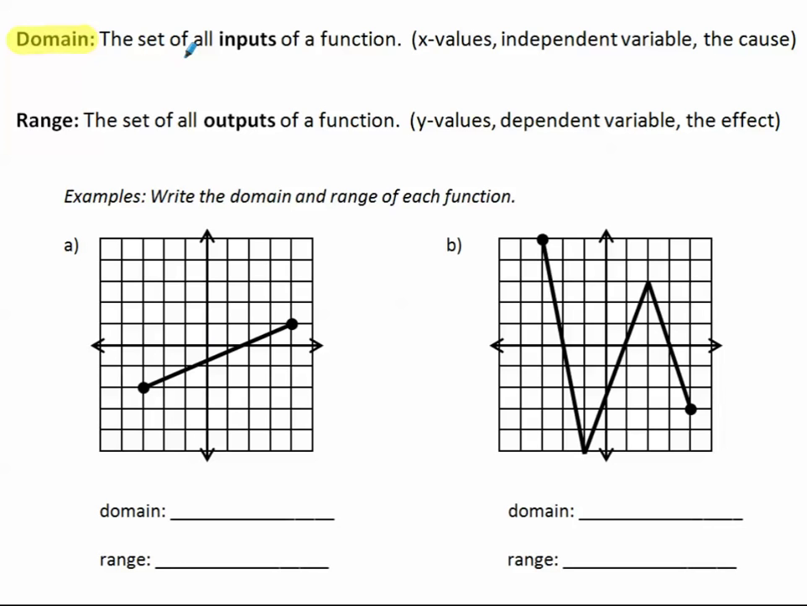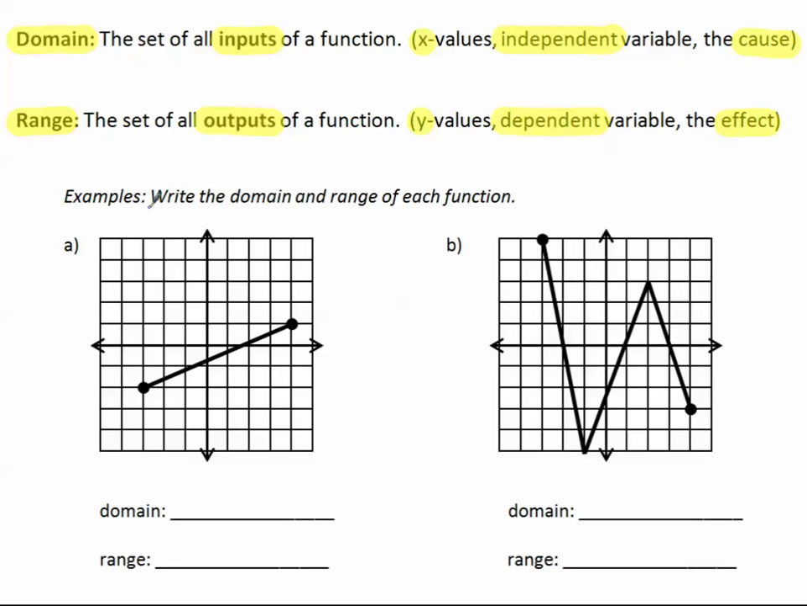Domain is the set of all inputs of a function. We can call it the x values, the independent variable, or the cause in a scenario. The range is the set of all outputs of a function. We can call it the y values, the dependent variable, or the effect in a situation.